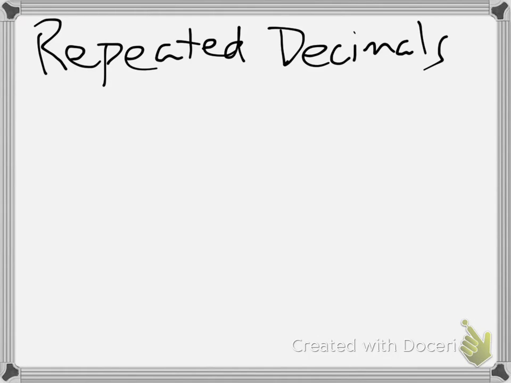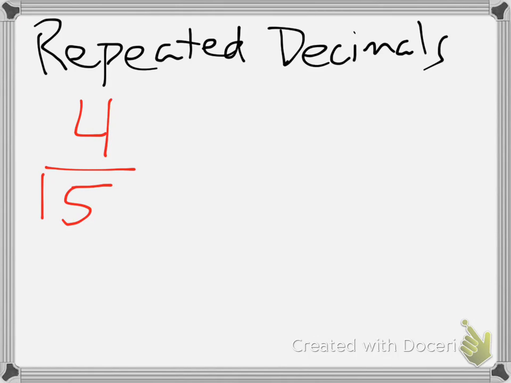Now we've already done a little bit of work with this when we end up doing long division and we have repeated decimals come out. So we can take a look and just see what this might look like when we end up with a repeated decimal. First of all, let's take a look at a fraction, 4 over 15.